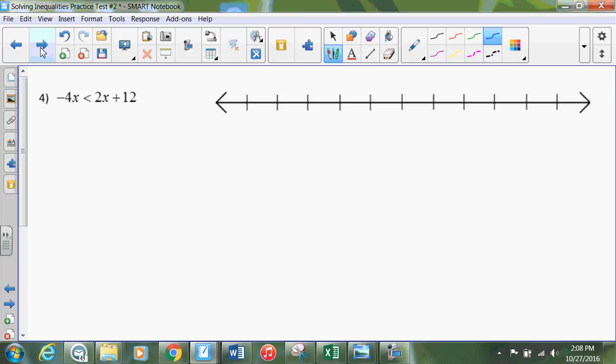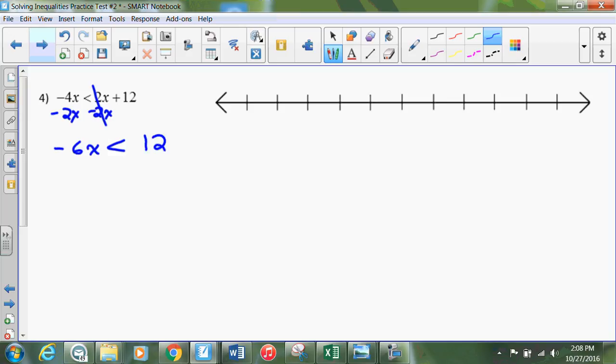With number 4, I want to gather my x's on the same side. If I chose to move my -4x to the other side, I would end up with nothing on this left side, and that might get confusing. So I'm going to take my 2x and move it to the left side. Once again, I know I did it right because 2x minus 2x is gone. So -4x minus 2x is -6x. I bring down the less than sign. I bring down the 12.